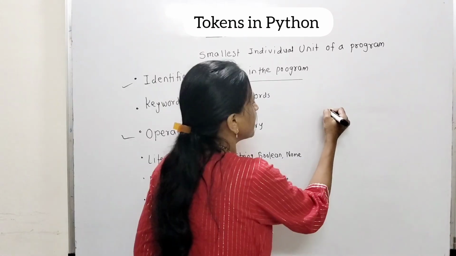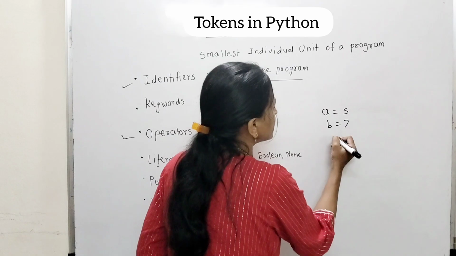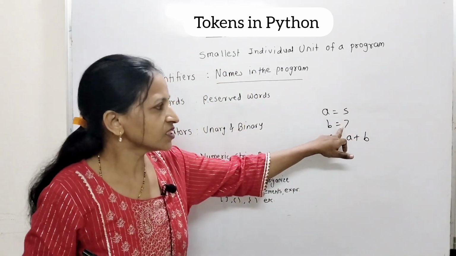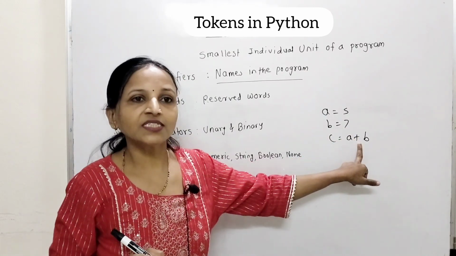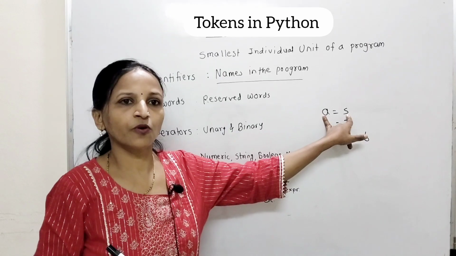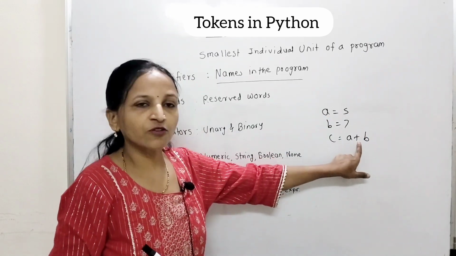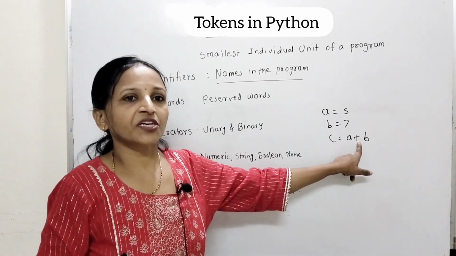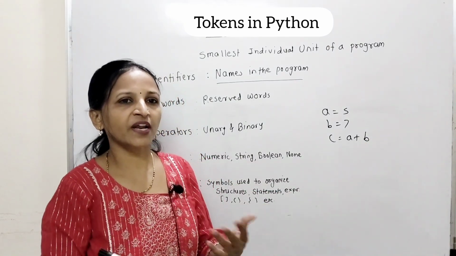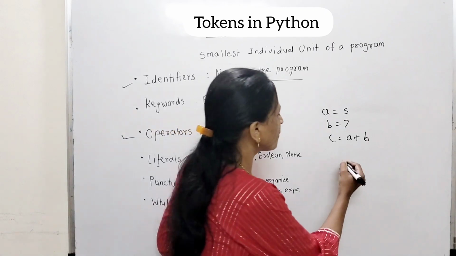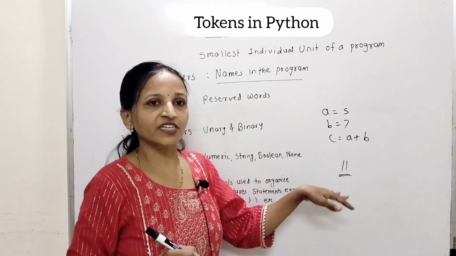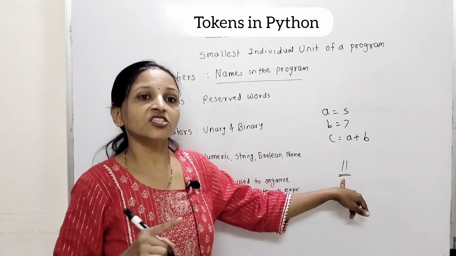For example, a equals 5, b equals 7, c equals a plus b. Here we have used two operators: equal to, which is an assignment operator, and plus, which is a binary operator. Equal to is also a binary operator because it acts on two operands. Plus is an arithmetic operator in Python to add two numbers. Just like plus there are minus, multiply, and divide. Now there is a division operator with two forward slashes, placed two times. That is for integer division.